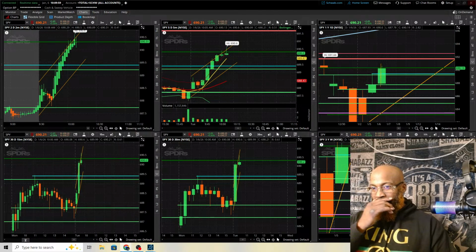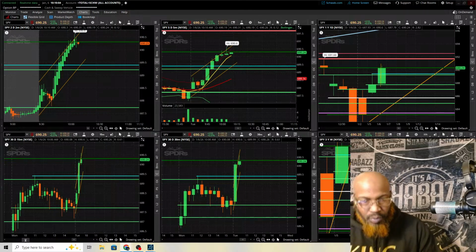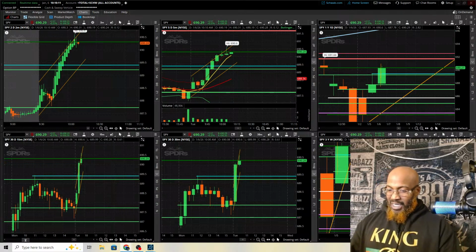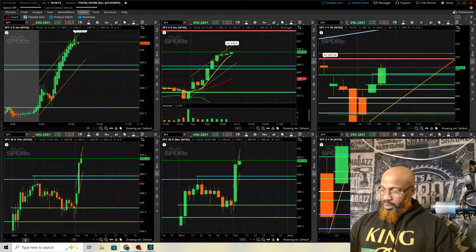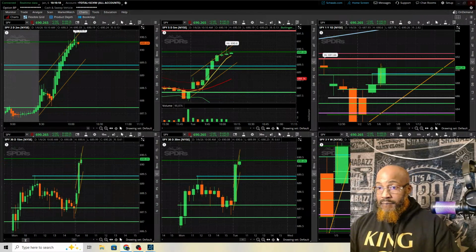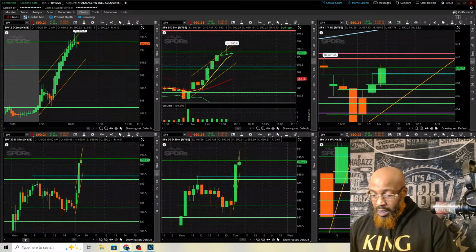Potential pullback coming. Don't know if it's going to be a reversal, but a definite potential pullback. But I am liking it. I'm liking below the 690, not until then. Turning this back to an area of resistance.